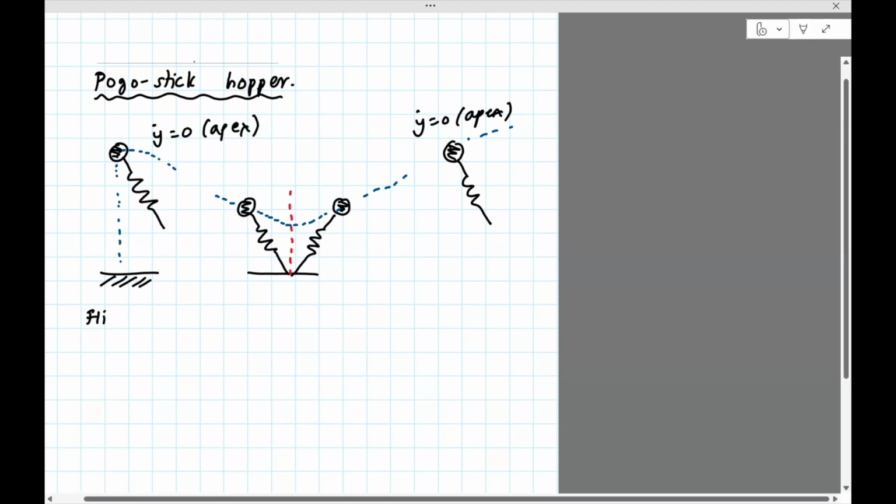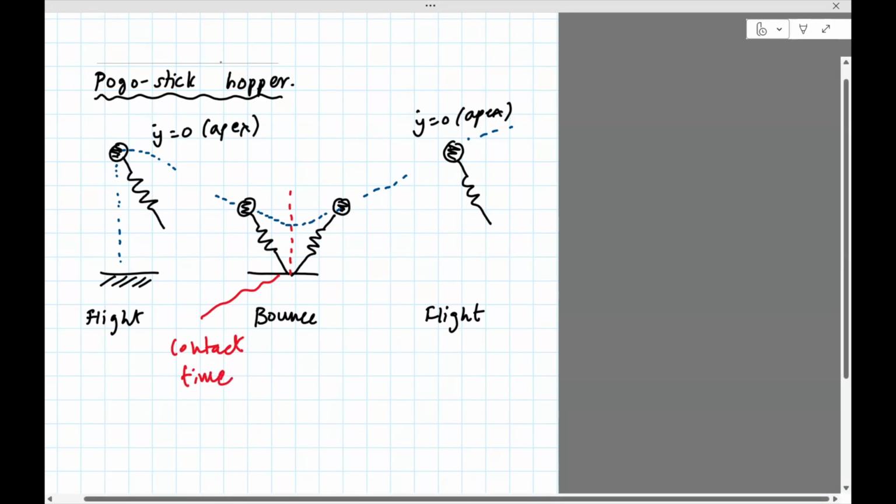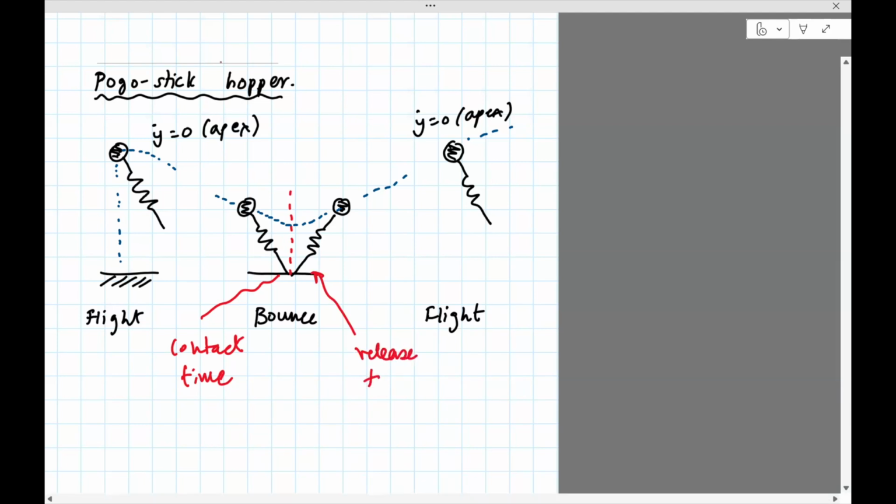So this is flight. This phase is what we call the bounce, where the spring actually comes into play. It compresses and lets go. But the other important thing is you need to detect exactly when the pogo stick makes contact with the ground. So we need to know exactly when the contact takes place, and then from here when the release will take place, that is, when it takes off in the air. So we have flight, bounce, flight. Those are the phases where we need to write the equations of motion.